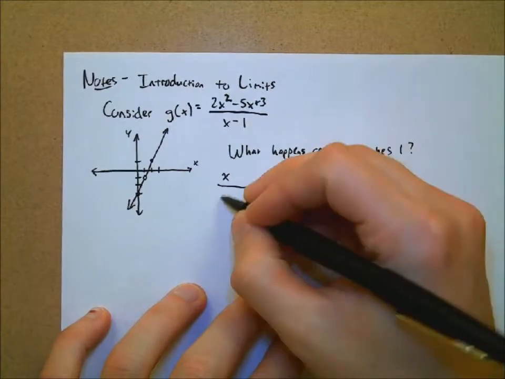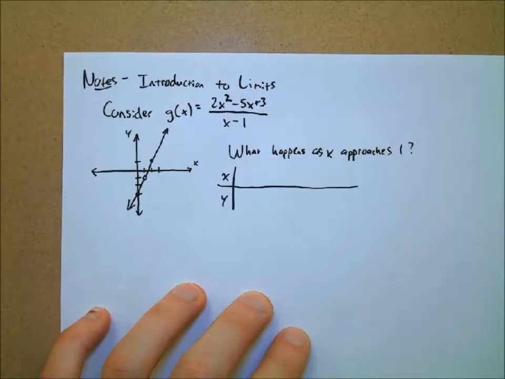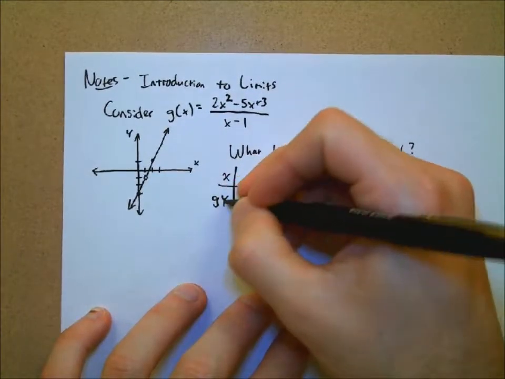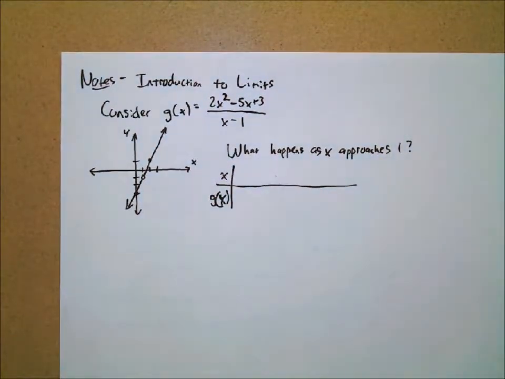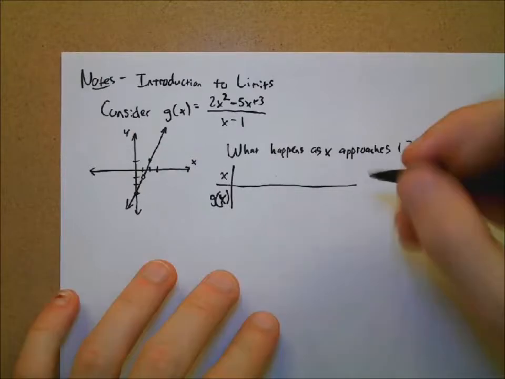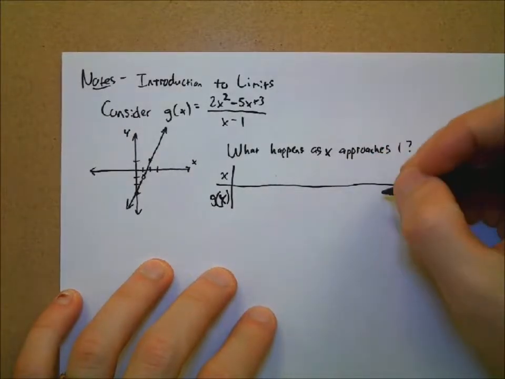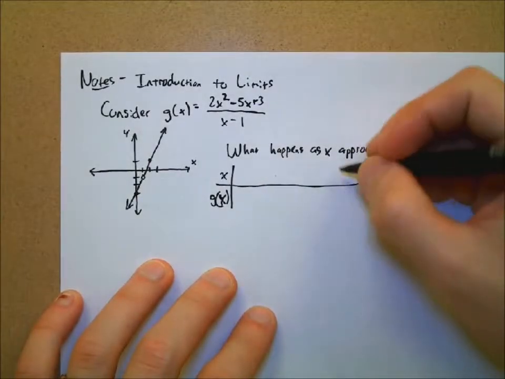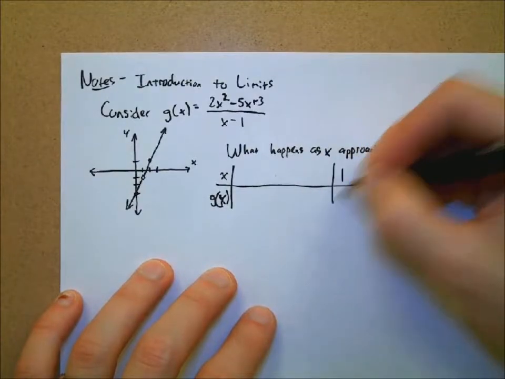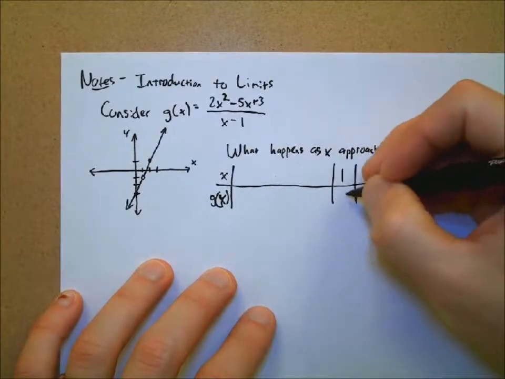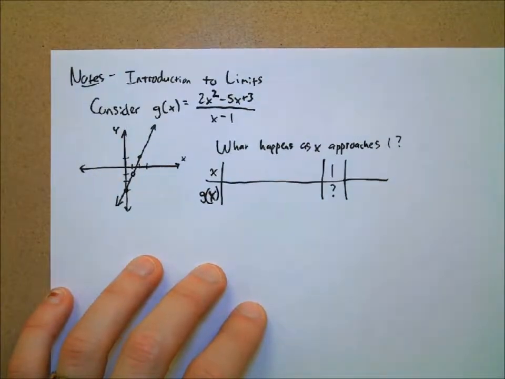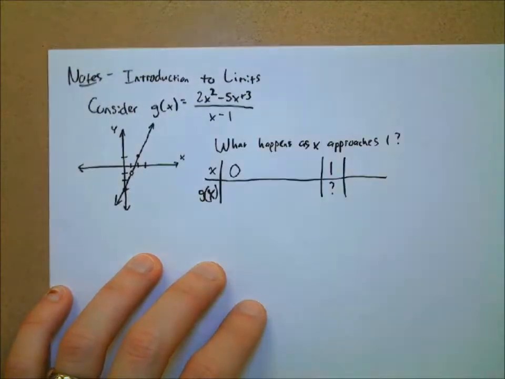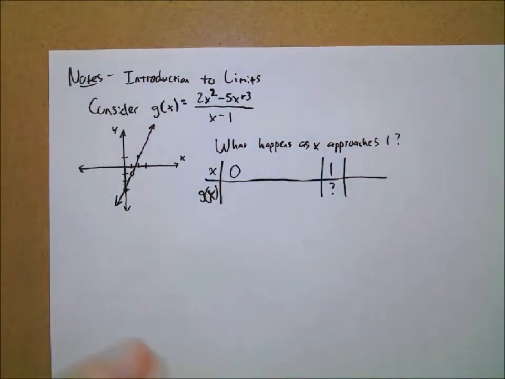Okay, in this case, I would use g of x. And so we'll pick some values that are close to 1 on the left side of 1, and we'll pick some values that are close to 1 on the right side of 1. So I'm going to put 1 in the middle of my table, for this kind of mystery value that we're trying to find here. All right, and I'm going to approach 1. So maybe I'll start with 0. Okay, I'll start to the left of 1.